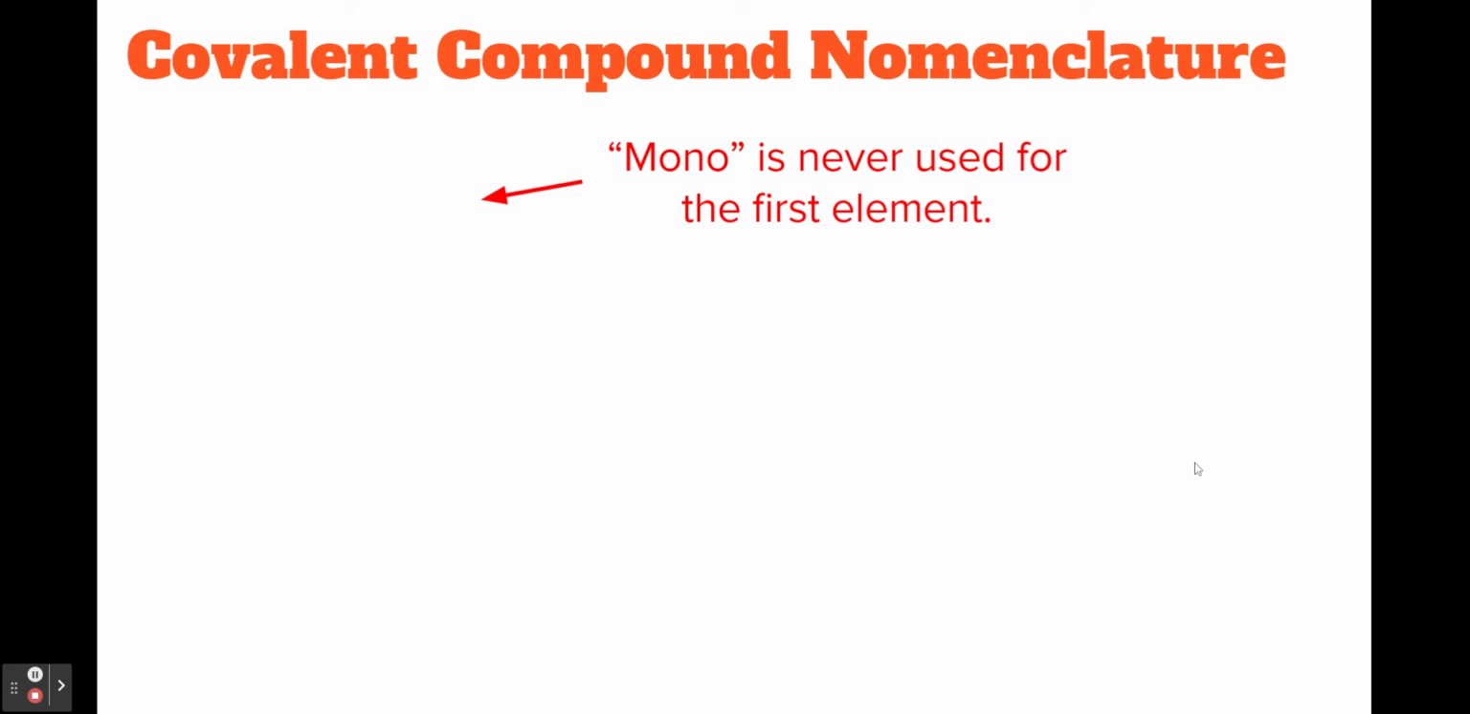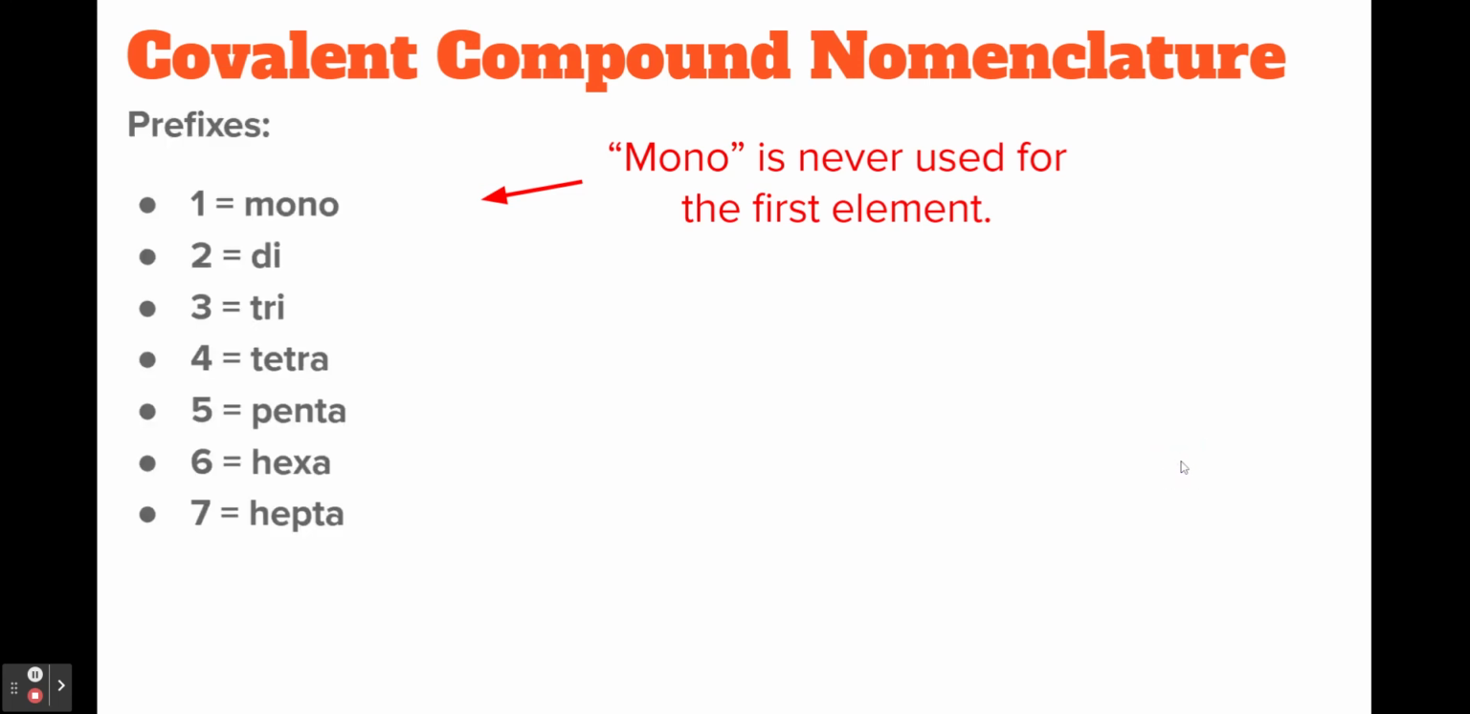A couple of special rules that you need to be aware of. Mono is never used for the first element. So if there's only one of the first element in a compound, you're actually not going to use the prefix mono. You're just going to leave it without a prefix. Of course, chemists have to establish rules and then figure out how to systematically break those rules, right?